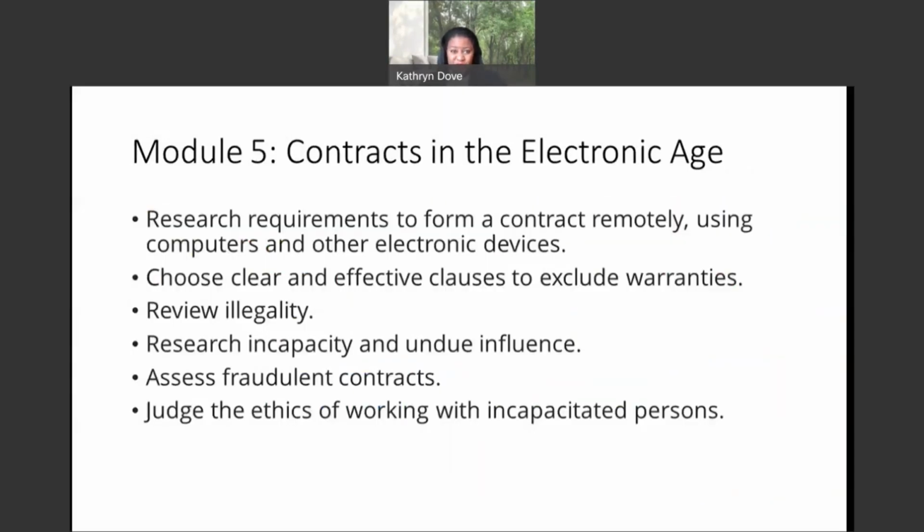So let's talk about contracts in the electronic age. Research requirements to form a contract remotely. We're going to talk about using computers and other electronic devices to form a contract. We're going to learn how to choose clear and effective clauses to exclude warranties. We're going to review the concept of illegality, research incapacity and undue influence, assess fraudulent contracts, and then judge the ethics of working with incapacitated persons.